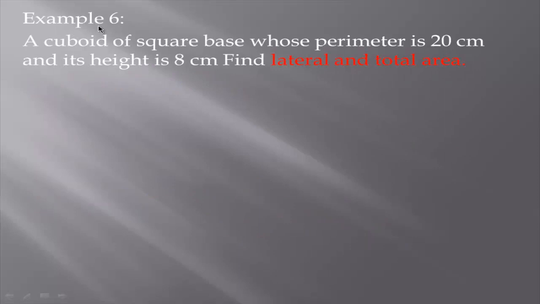Example number 6. A cuboid with a square base whose perimeter is 20 centimeters and its height is 8 centimeters. Find the lateral and total area. As usual, write our rule. It tells us that the lateral area equals the perimeter of the base by height. So the perimeter of the base is given as 20 centimeters, by 8 as the height. It will be 160 centimeters square.